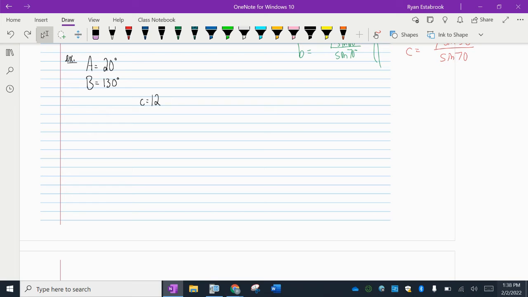Again, not required to draw this. If you want to draw it, you can. It's up to you. We're looking to solve this, so we need to figure out angle C, little b, little a.